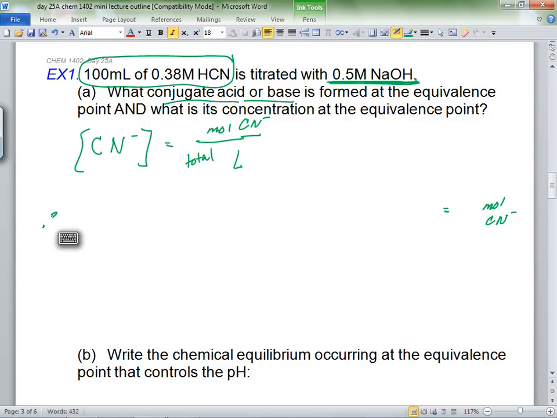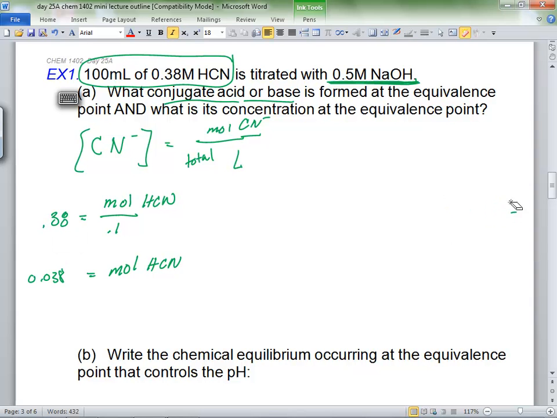Albert's a genius. 0.38 has to equal the moles all over the liters, which is 0.1. So that would be 0.038. So the moles of HCN equals 0.038. So I don't need this whole big long conversion I was going to do, starting with the 100 milliliters. But Albert's way makes a lot more sense.